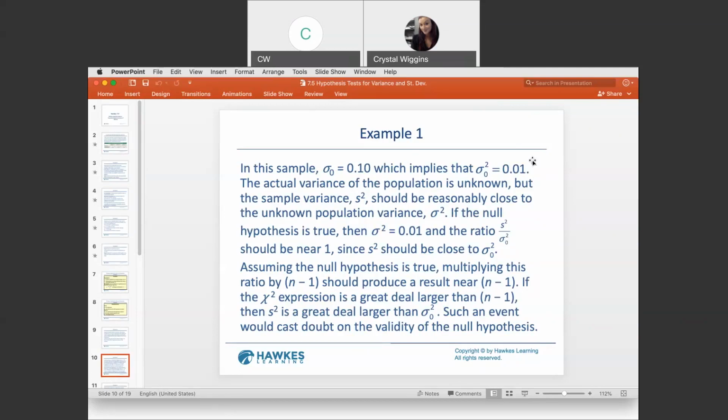Assuming the null hypothesis is true, multiplying this ratio by n minus 1 should produce a result near n minus 1. If the chi-squared expression is a great deal larger than n minus 1, then s squared is a great deal larger than sigma squared. Such an event would cast doubt on the validity of the null hypothesis.